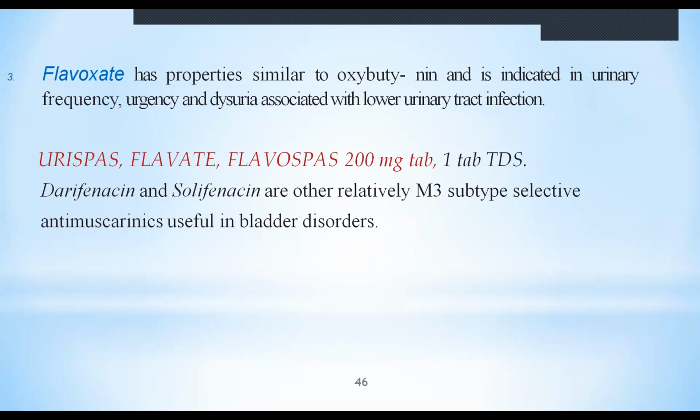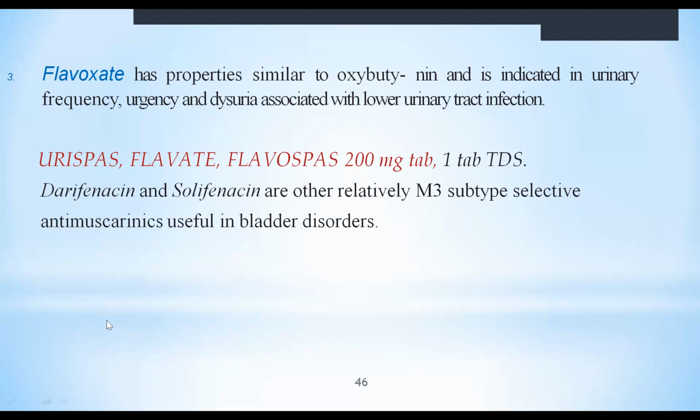And flavoxate has properties similar to oxybutynin and is indicated in urinary frequency, urgency, and dysuria associated with lower urinary tract infection. This is very commonly used in urinary tract infection to reduce the pain. It has nothing to do with the infection itself, but the urinary tract infection causes a lot of pain because of spasms of the ureter and also the urethra. The trade name is Urispas. So when passing urine, this can be given.